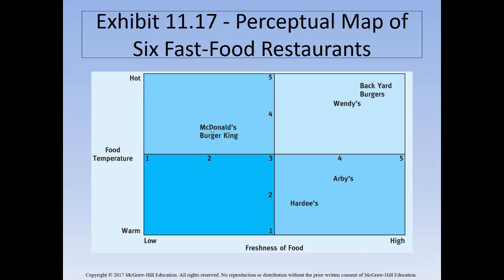We're rating fast food places on the freshness of the food and the food temperature, which seems a really weird way of doing a marketing analysis to me, but I could blame the textbook authors. And we could segment, we could say Wendy's and Backyard Burgers are the same, Hardee's and Arby's are the same, McDonald's and Burger King are the same. Food temperature, yeah, I don't quite get that one.